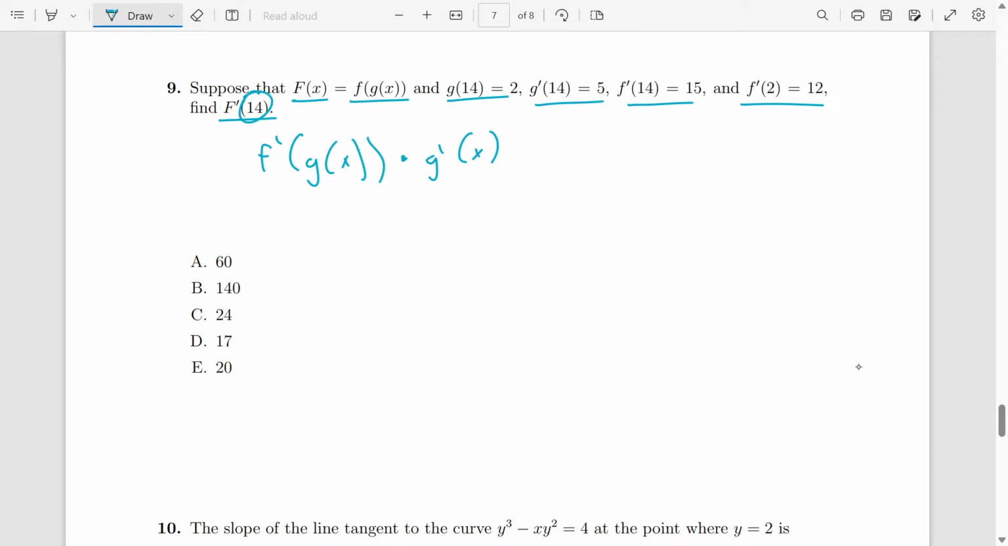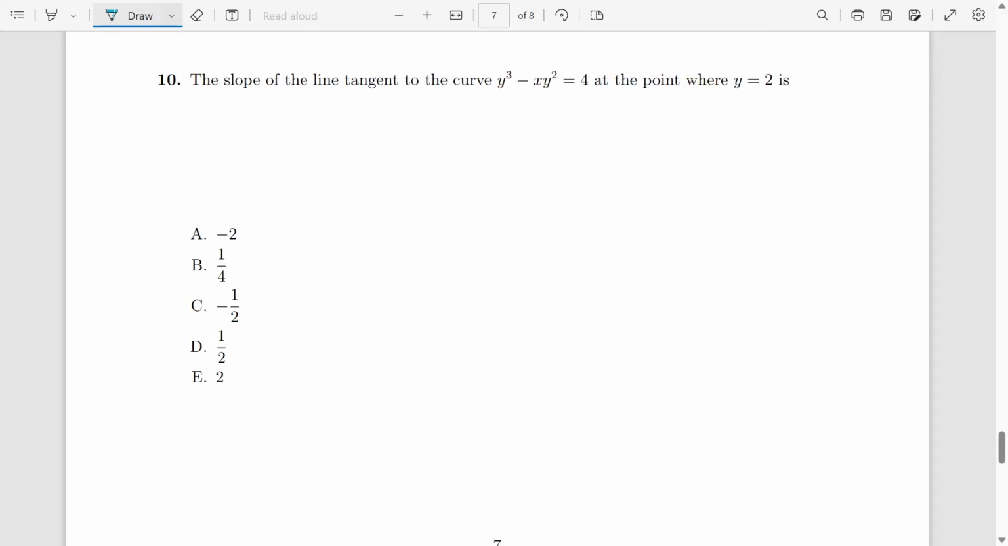This is the fun part. You just keep looking back at those values that it gave you and sort of piece together what this should be. So this is now f prime of g of 14, which is 2, and then times g prime of 14, which is 5, and then f prime of 2 is 12, times 5 is 60. So there's our answer. You can see why I like doing these. They don't take very long if you know what you're doing.